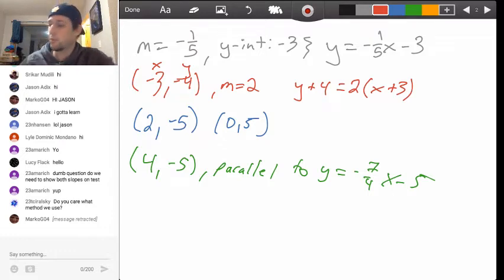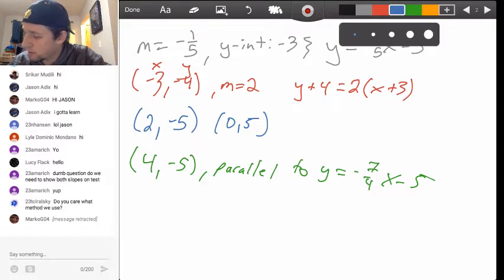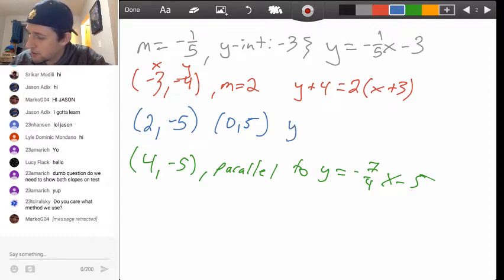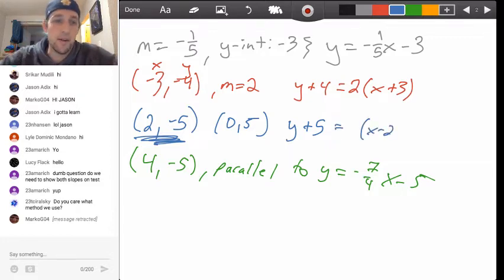The problem I have on this next one is that I can start the problem, right? I'm going to use this first point. I can technically use either. I'm going to write y plus 5, and I'm going to write x minus 2. The problem here is that I don't have the slope.